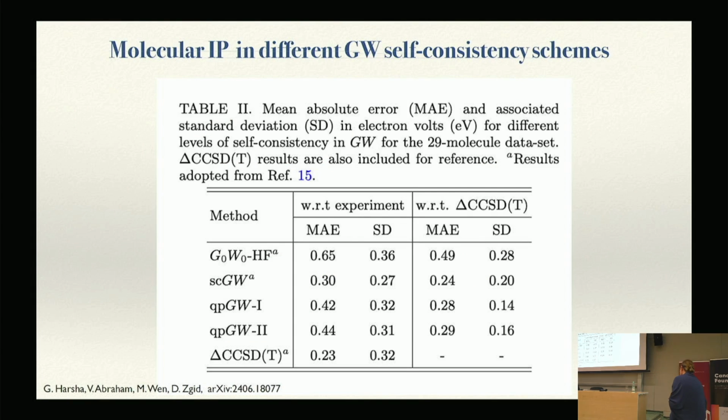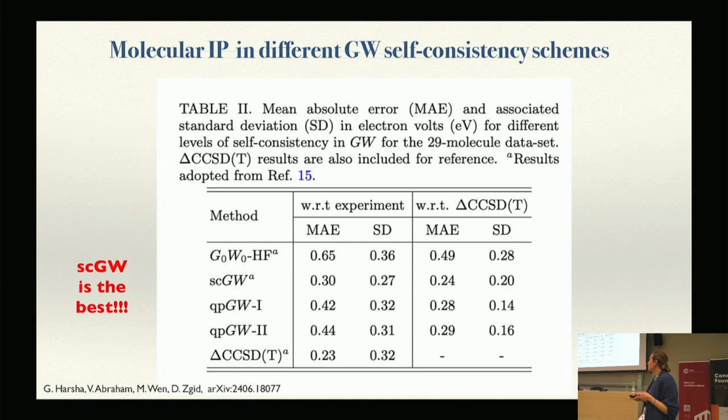So this was for solids. For solids, at least one can get some result from this partial self-consistency. But for molecules, if you take a data set of 29 molecules, which is commonly analyzed in the community, you can see that the fully self-consistent GW has the best mean average error and standard deviation, both with experiment and with respect to CCSD, of all these other self-consistency schemes.